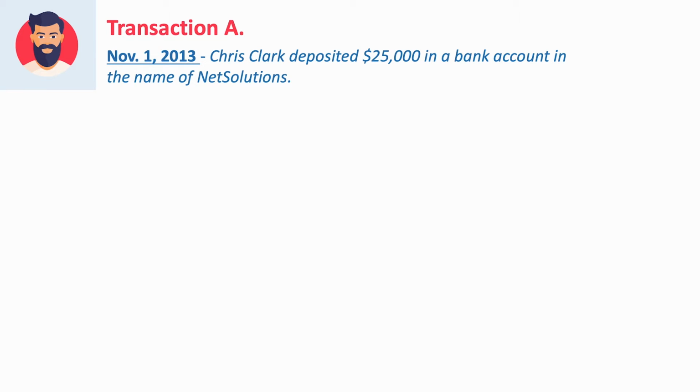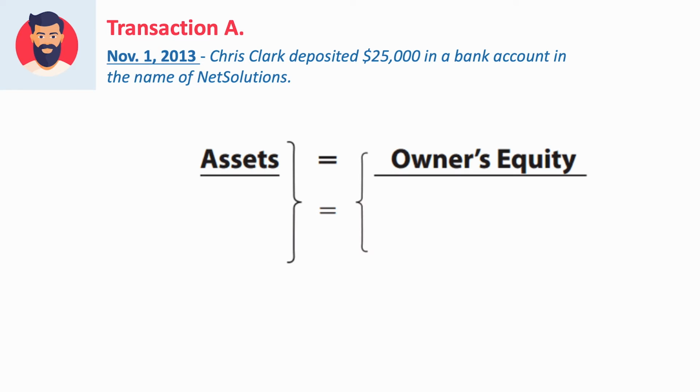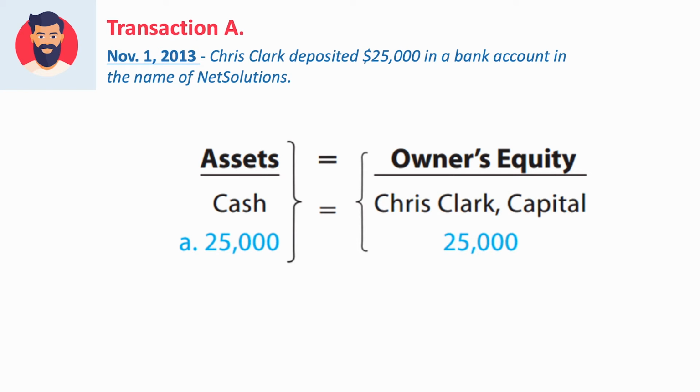This transaction increases the asset cash on the left side of the equation by $25,000. To balance the equation, the owner's equity on the right side of the equation increases by the same amount. The equity of the owner is identified using the owner's name and capital, such as Chris Clark, Capital.